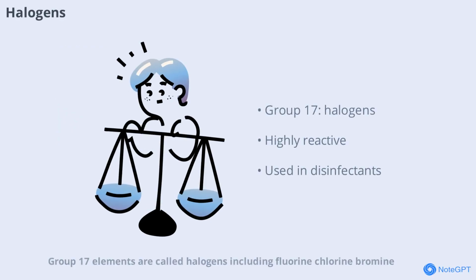Group 17 elements are called halogens, including fluorine, chlorine, bromine, and iodine. These are highly reactive nonmetals, often forming salts when combined with metals. Halogens are used in disinfectants, lighting, and even in medicine. Their reactivity makes them dangerous in pure form but incredibly useful in compounds.